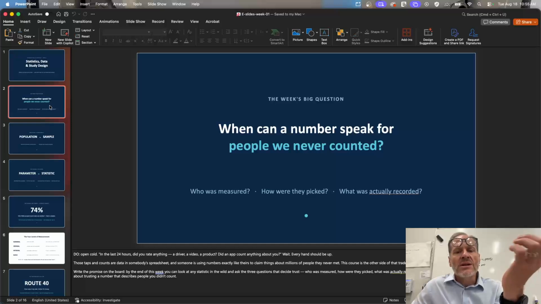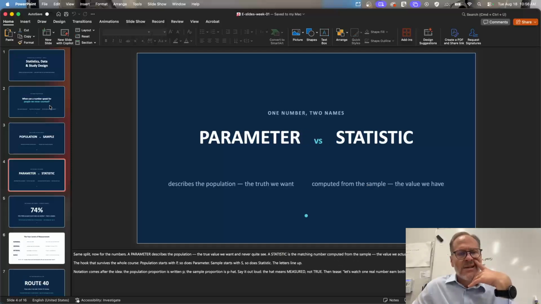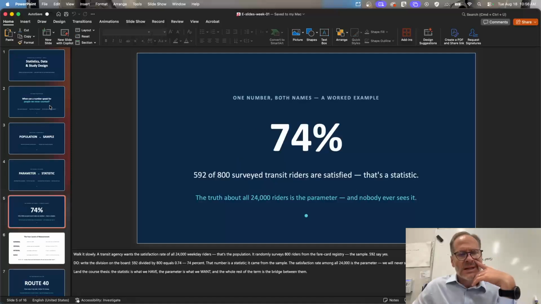So who is measured? How were they picked, right? We're talking about sampling here, and what type of sampling method are we using? Simple random sample, stratified, cluster, and then what was actually recorded. And the population versus a sample, we've learned that really well, but again, you could read the notes down there. And the parameter versus the statistic, we've learned that really well. Again, you could read the notes down there. And then a little example here about what a statistic is, and a proportion.